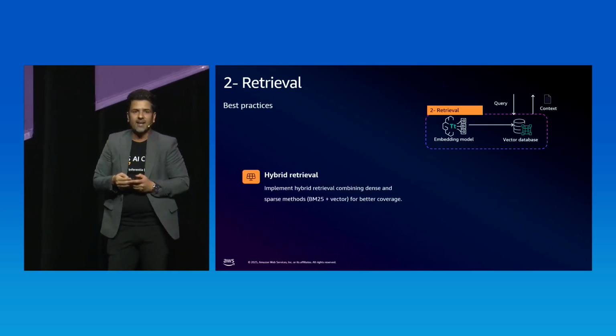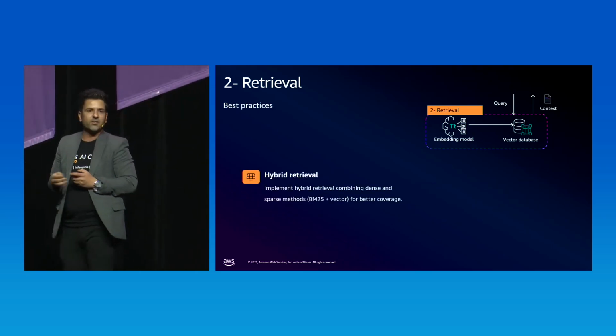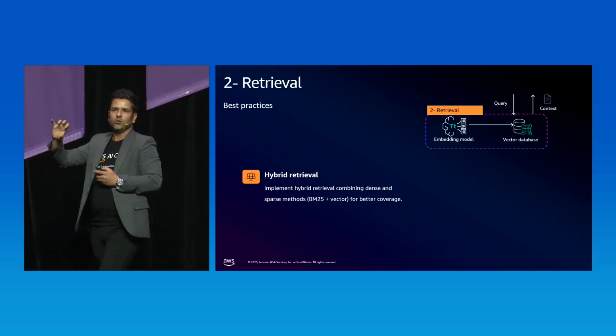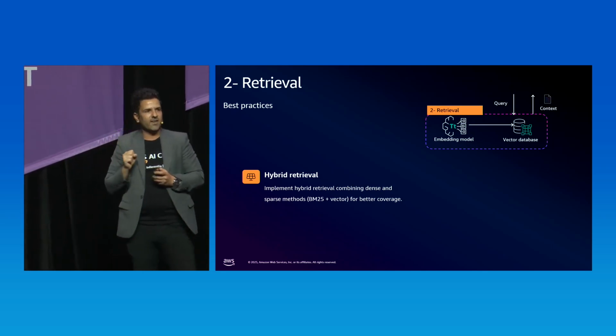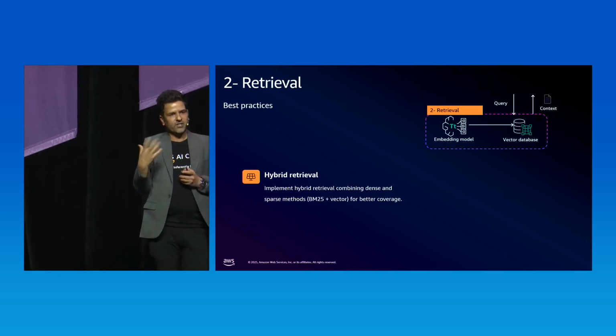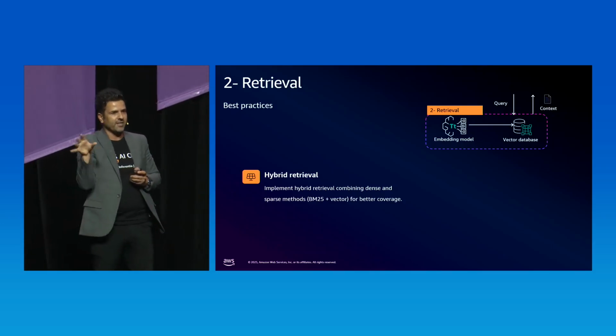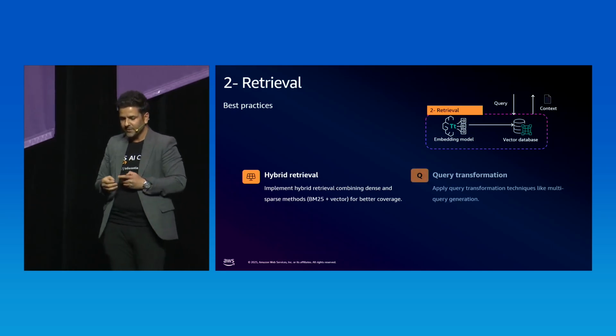So in terms of the best practices, if you can, just leverage hybrid retrieval. Let's say you are using a vector database, you usually do the semantic search on your vector database to get the retrieved document. If you can complement it with, let's say, keyword search, that's another option that can help you to improve the overall response.